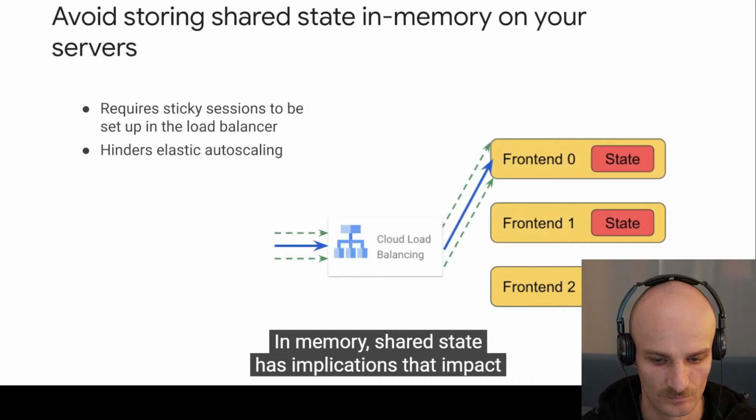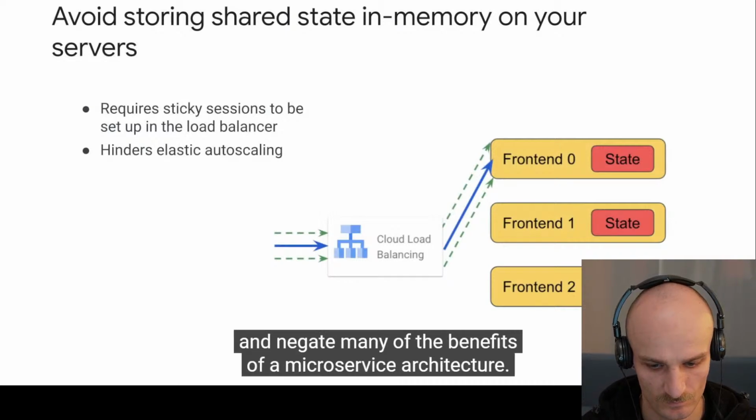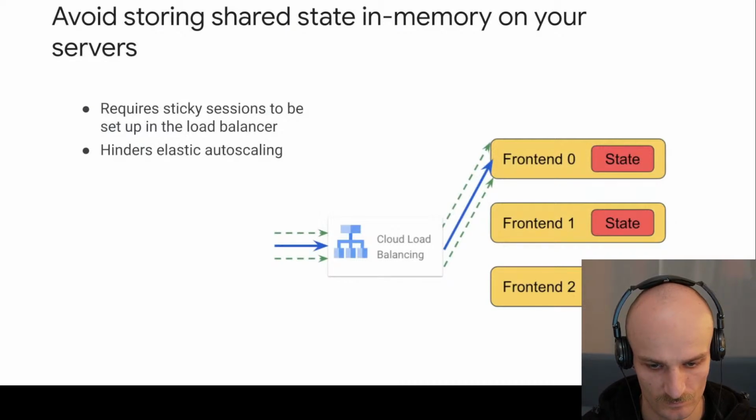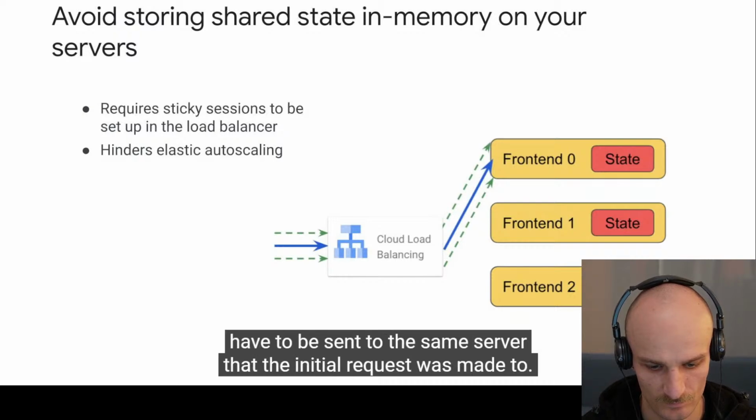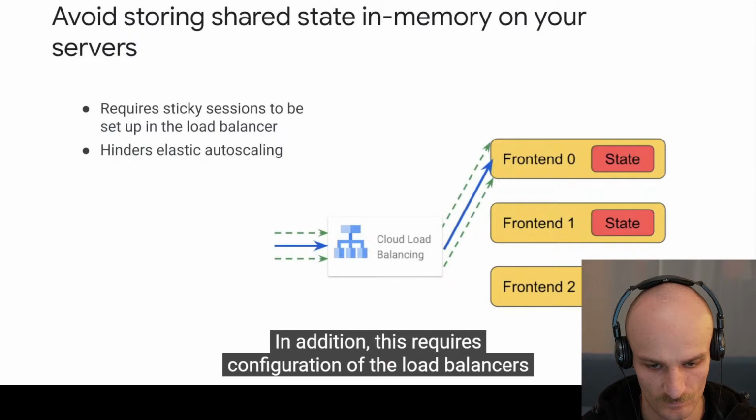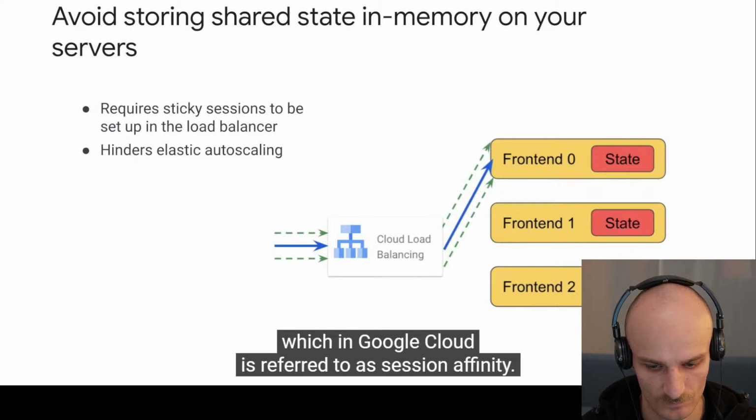In-memory shared state has implications that impact and negate many of the benefits of a microservice architecture. The autoscaling potential of individual microservices is hindered because subsequent client requests have to be sent to the same server that the initial request was made to. In addition, this requires configuration of the load balancers to use sticky sessions, which in Google Cloud is referred to as session affinity.